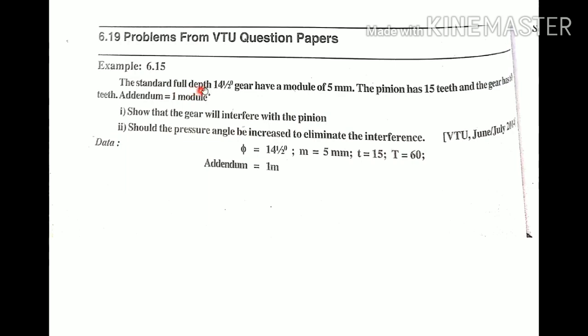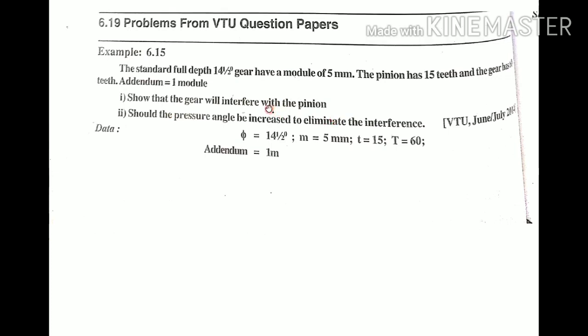A standard full depth 14.5 degree gear has a module of 5 mm. The pinion has 15 teeth and the gear has 60 teeth, and the addendum is equal to 1 module, that means 1 times M. Show that the gear will interfere with the pinion, and second, should the pressure angle be increased to eliminate the interference? So these are the 2 questions they're asking.